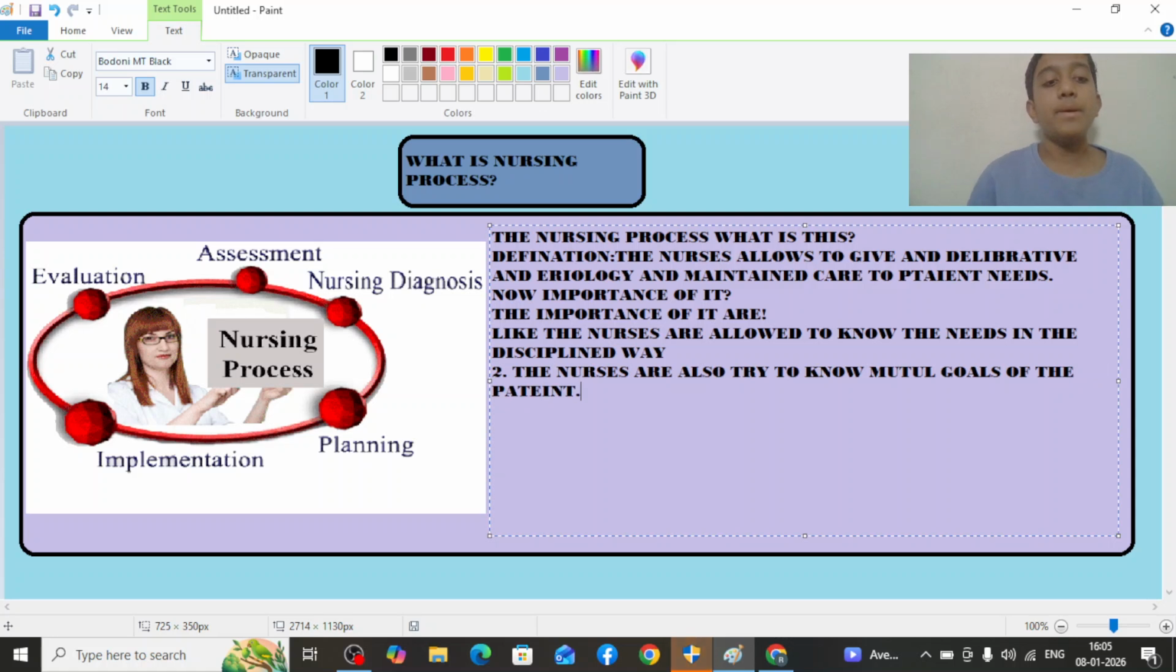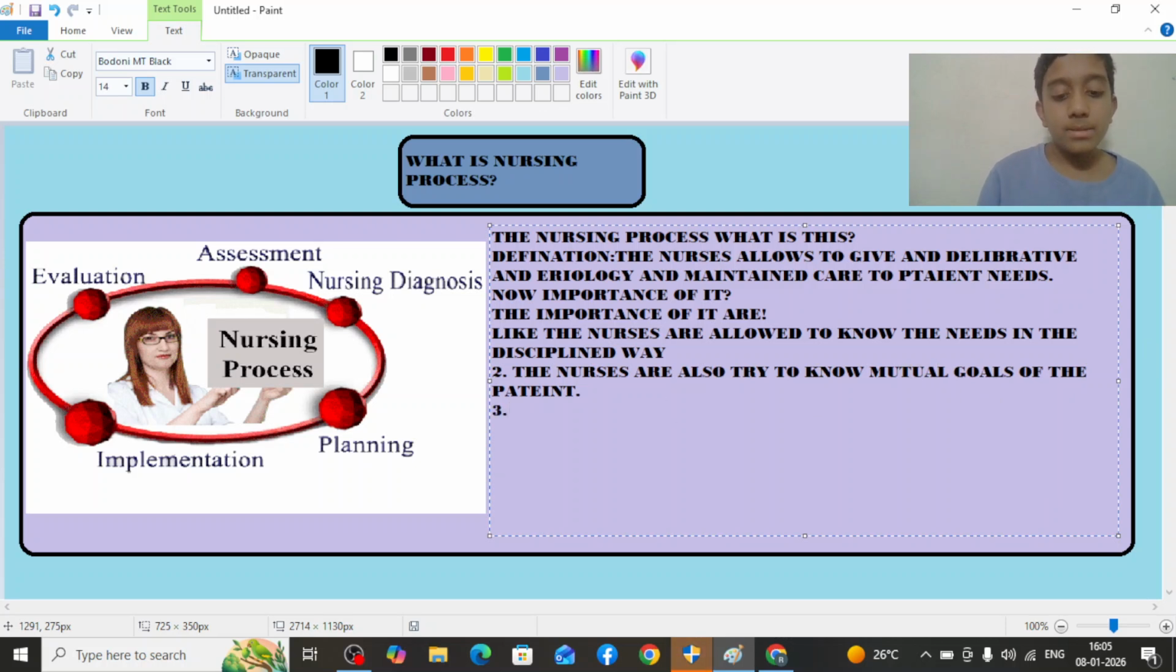Like his medicine budget, his disease budget in the hospital, and the mutual goals, like in how many months and days he will recover and be cured, and more things about the patient's personal details. Okay, they know this.